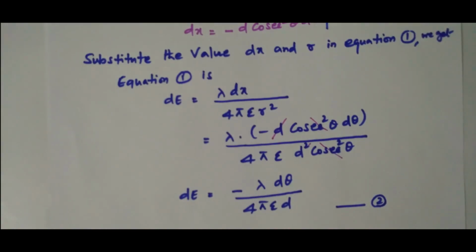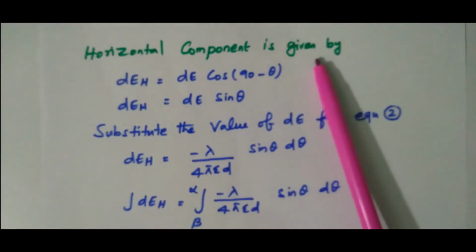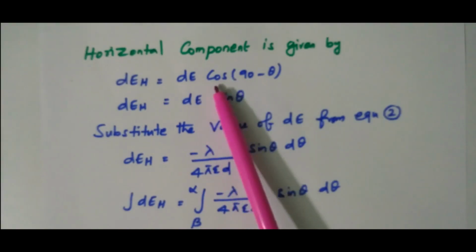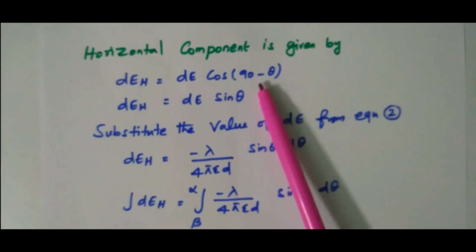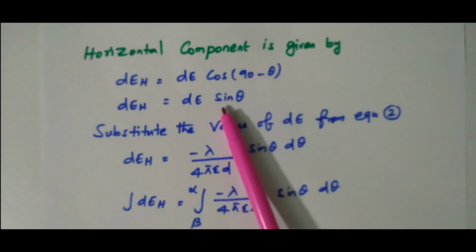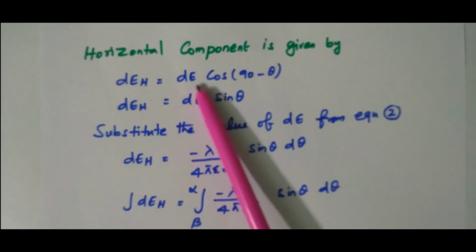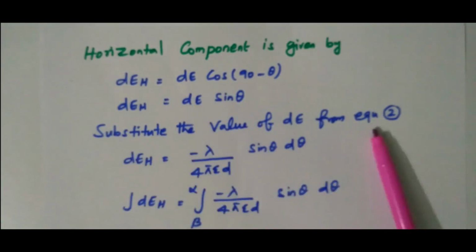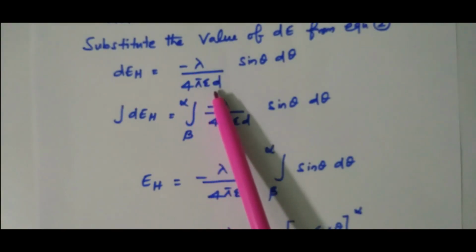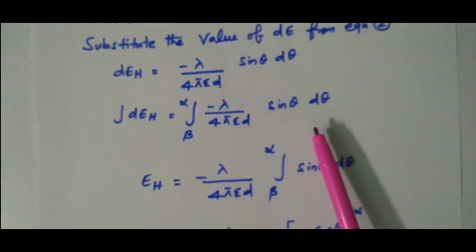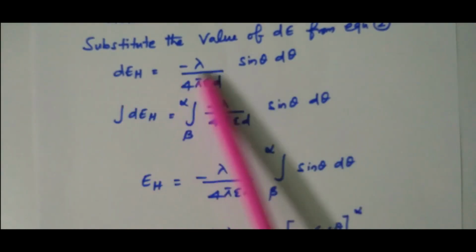We already discussed that we have a horizontal component and a vertical component. First we will find the horizontal component. What is the horizontal component? Horizontal component equals total component multiplied by cos 90 minus theta. From the triangle we already got this expression. Cos 90 minus theta is nothing but sin theta, so dEH equals dE sin theta. We will substitute this dE value from equation number 2. So dEH equals minus lambda divided by 4 pi epsilon d sin theta d theta. This is nothing but the small electric field intensity, horizontal component.